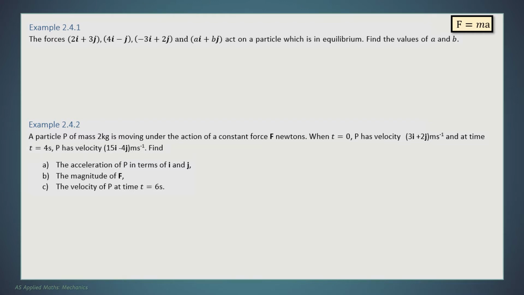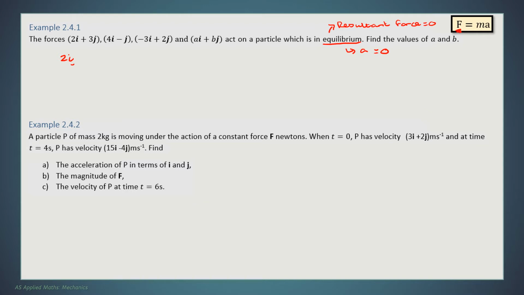So in example 2.4.1, we are given a set of forces, all given in vector format with the i, j notation, and they act on a particle which is in equilibrium. So we know that when we're in equilibrium, acceleration is equal to 0. We've also had the definition that the resultant force is 0. In F equals ma, because this is the resultant force, both of those definitions would work in this equation. So we are summing the vector forces together.